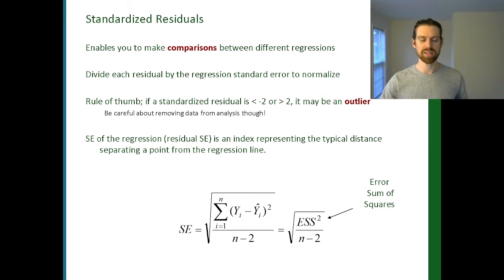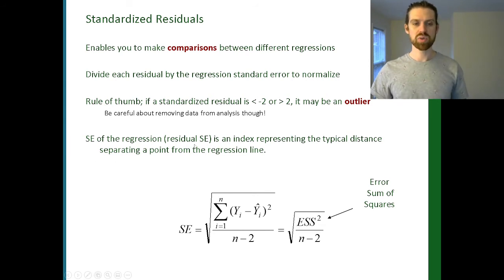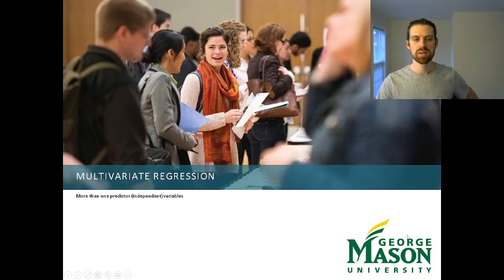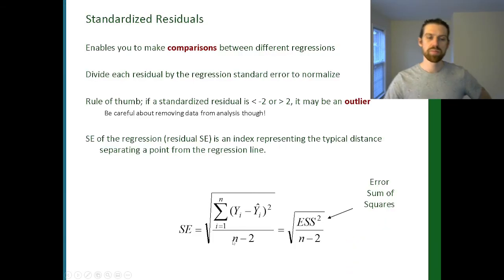So the standard error of the regression, the residual standard error, is an index representing the typical distance separating a point from the regression line. So you've got it here, and we know how to calculate this. We can take the ESS that we've already got, divide it by the number of degrees of freedom, n-2 here, and then take the square root of this. Okay. So that was n-2 because it was a bivariate regression.